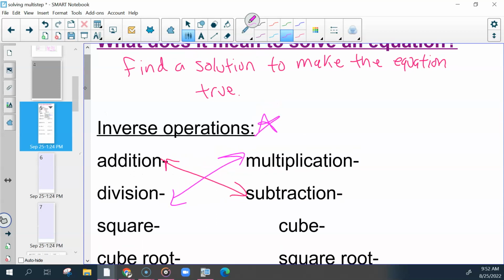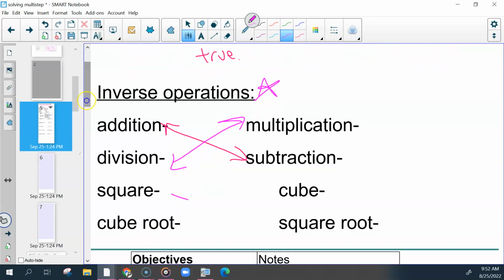These ones down here, you can probably guess what they are, but if you haven't used them a lot, you may not. How do we undo something that's squared? Square root. So if I took 2 squared, that'd be 4. If I took the square root of 4, that'd be 2. So they undo each other. They are inverse operations.